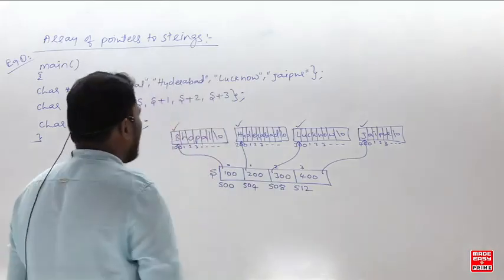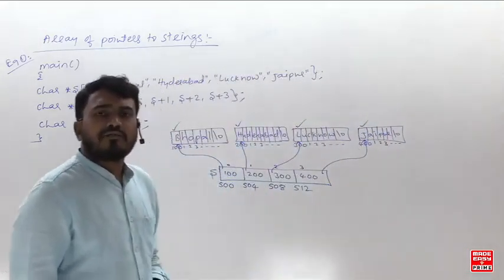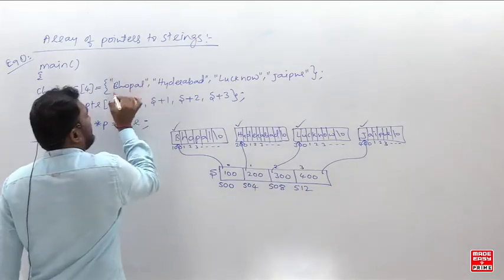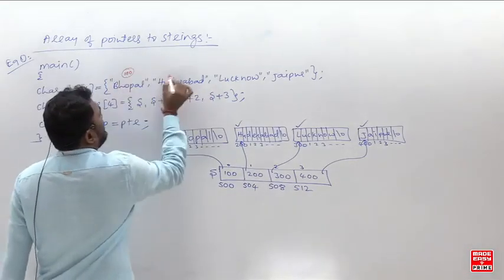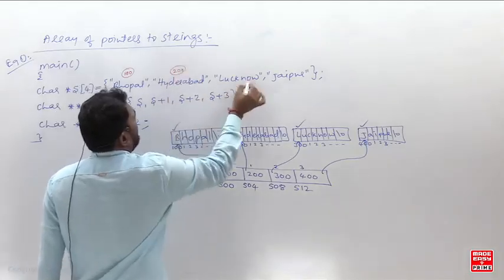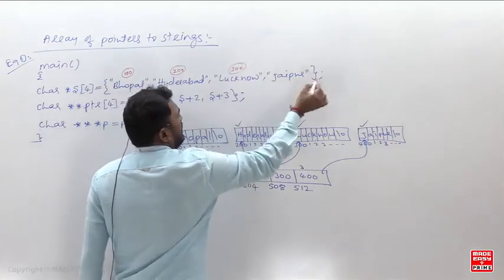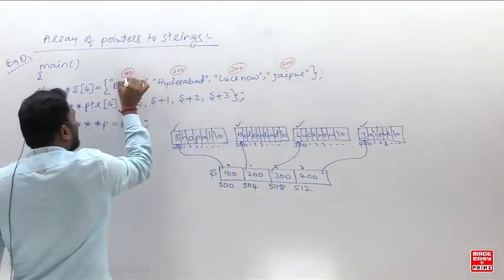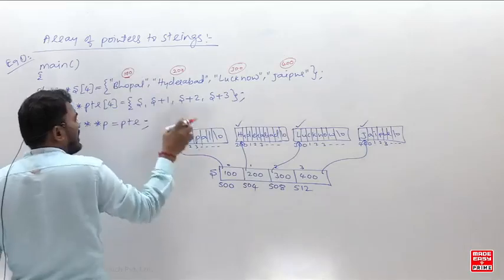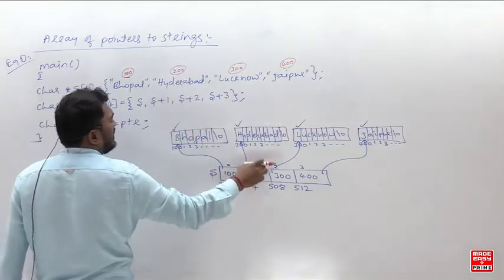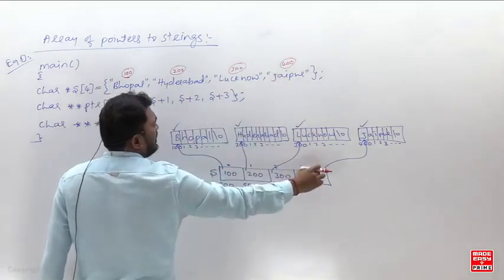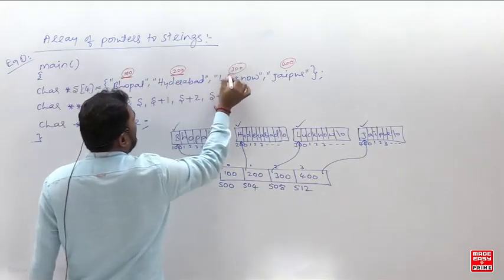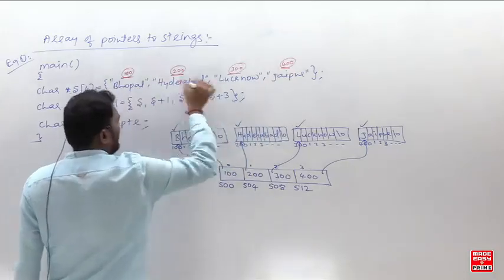Okay, now I told very clearly in yesterday's class, if the string is given in double quotes, what is given? Base address is given. So what is the base address of this string? 100. Of this string? 200. Of this string? 300. Of this string? 400. See, look here. Base address is given. S of 0 has 100, S of 1 has 200, S of 2 has 300, S of 3 has 400. So when the string is given, what is given to you? Not the string, the base address is given. I told this in yesterday's class.